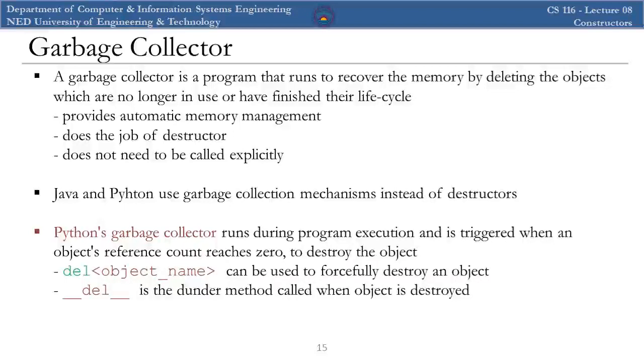So if you want to print something, or perform some extra task when an object ends, let's suppose you want to write to a file before destruction, then you can do that in this method __del__. Right, now let me show you some examples.